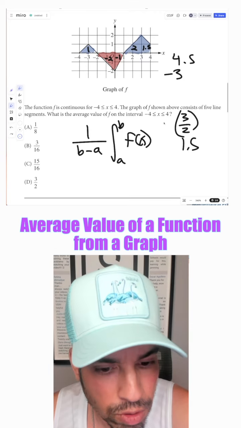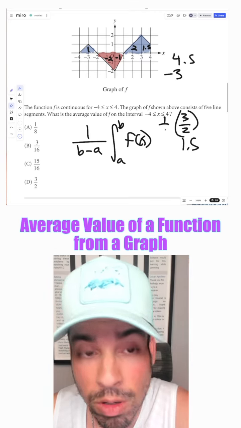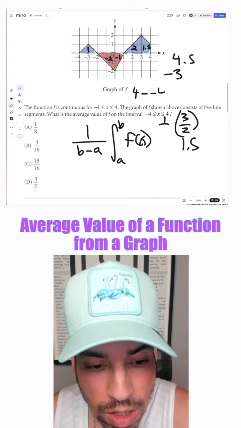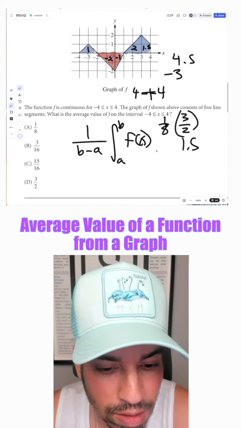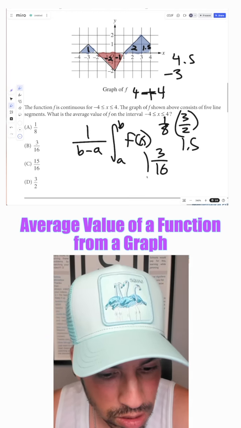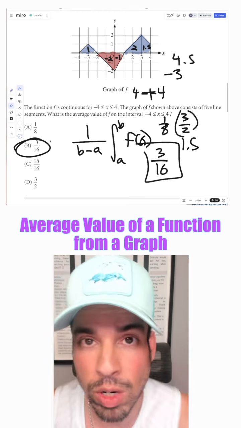So 1/(4 minus -4), excuse me, which turns into a positive, and that is 8. Last but not least, 1/8 times 3/2 is 3/16, which means B is the winner. Done.